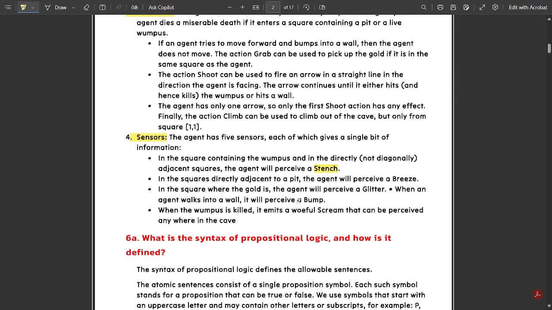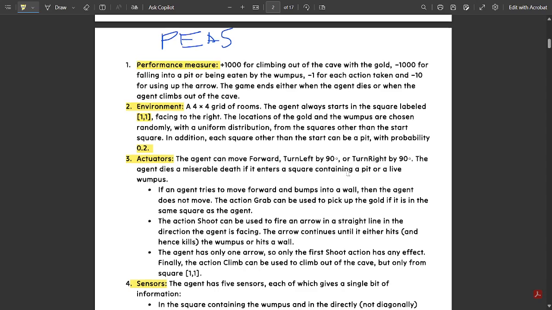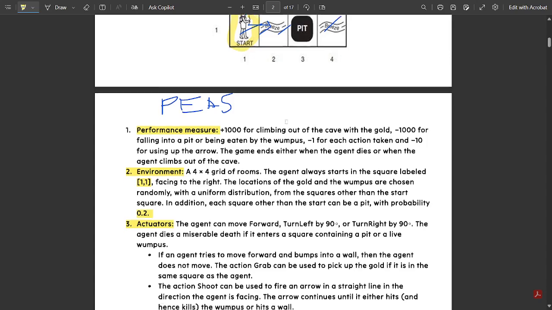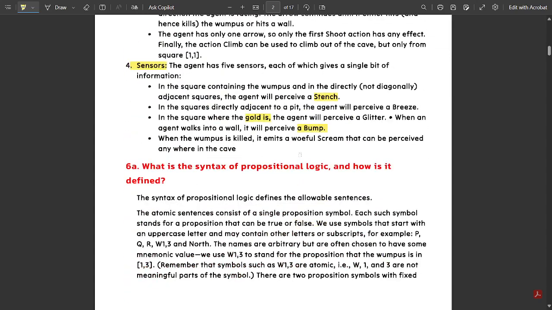Okay. What is a bump? A bump is when an agent walks into a wall. That is called a bump. In the square where the gold is, the agent will perceive a glitter. Okay. That is, in the square where the gold is, glitter is, you can see these dotted lines. Okay. That's the glitter part. Okay. When an agent walks into a wall, it perceives a bump.